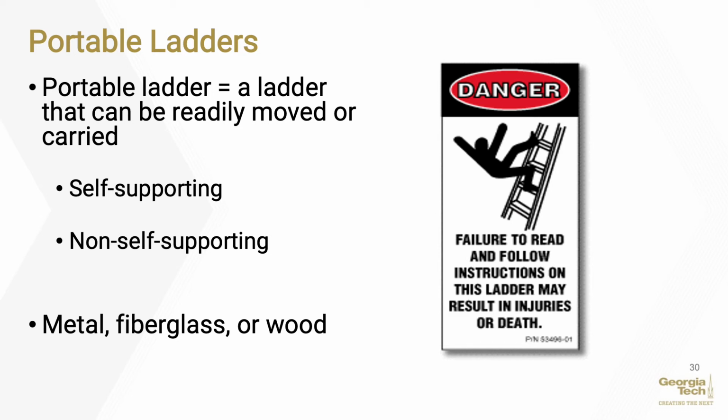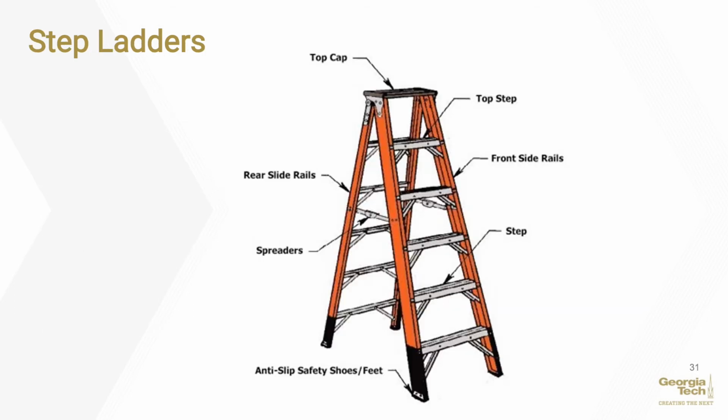Self-supporting ladders include step ladders, platform ladders, trestle ladders, or other fold-out types. Non-self-supporting ladders include extension ladders or other leaning types. A stepladder is a portable self-supporting A-frame ladder. It has 2 front side rails and 2 rear side rails. Generally, there are more steps mounted between the front side rails and bracing between the rear side rails.